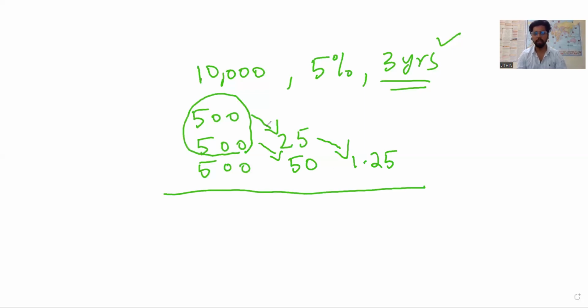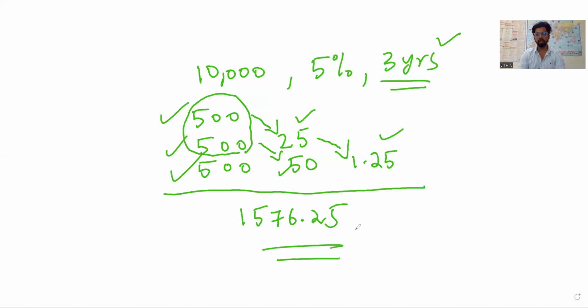And our compound interest will be the sum of all these values. 500 plus 500, which will be 1000, plus 500, 1500. 1500 plus 50, 1550, plus 25, 1575, plus 1.25. So 1576.25 will be our answer. So without formula, we can find compound interest easily, right?